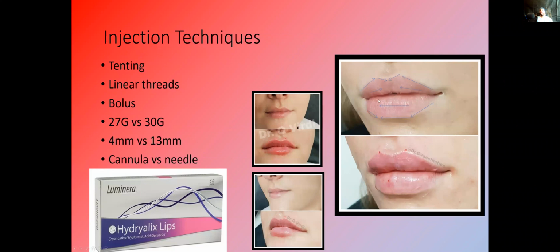So there's various ways that you can inject. And in some patients, I don't even inject the V. I will just do my linear thread here laterally. And because I get such a nice lift at the GK point, I tend not to then do the Cupid's bow.